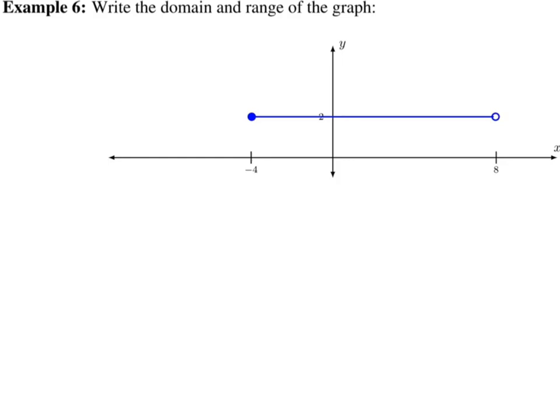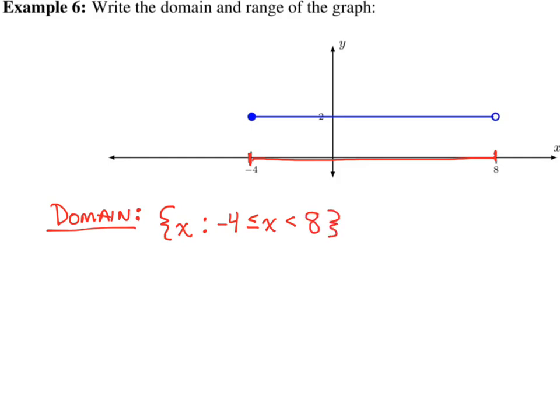Okay, so example 6. Write the domain and range of the graph. Now, here's what's going on. Domain's the x's. Starts at -4, goes to 8. X such that -4 less than or equal to x. Ooh, wait, it doesn't actually go to 8, it goes super close to 8, as close as you can imagine. So -4 less than or equal to x less than 8. That open circle that's not filled in at 8 tells you that's going on.